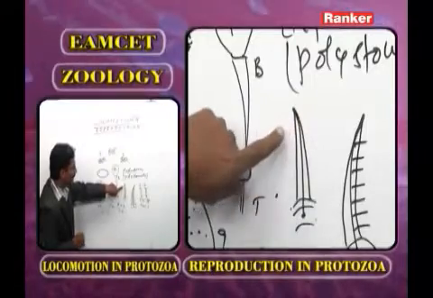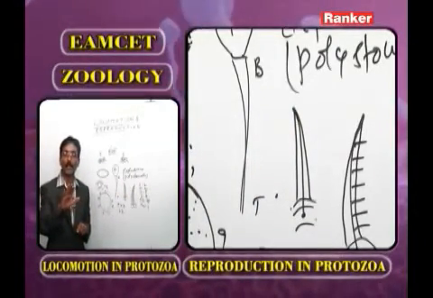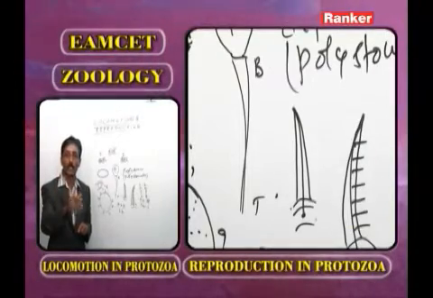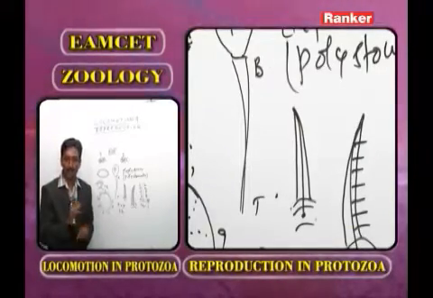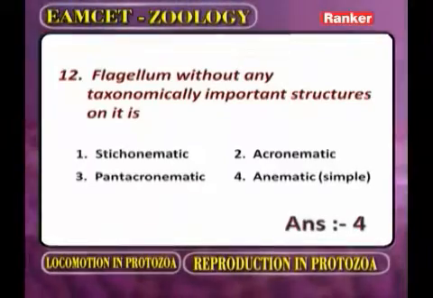As we observe the anematic, there is no terminal filament and no lateral appendages, so it has no taxonomical importance. It is the simplest flagellum. So what is the correct answer for this question? We call it anematic. What is the next question?